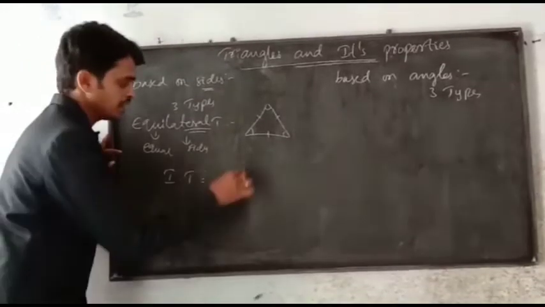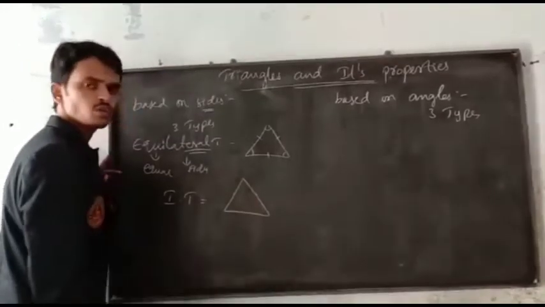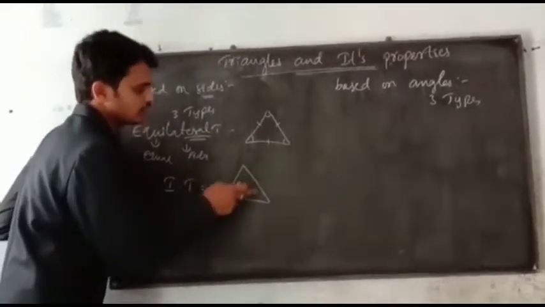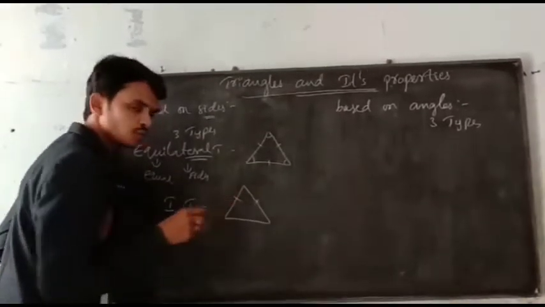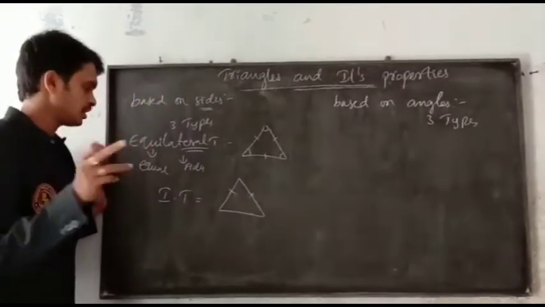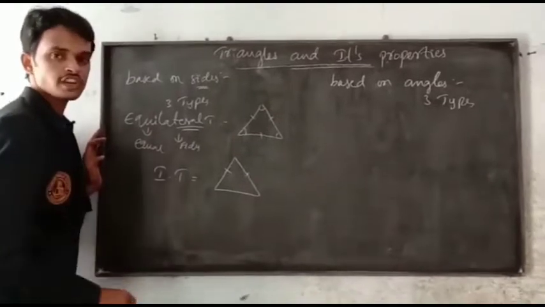Isosceles triangle is nothing but a triangle in which any two sides, either these two or these two or these two, any two sides are equal. Then it is said to be an isosceles triangle.